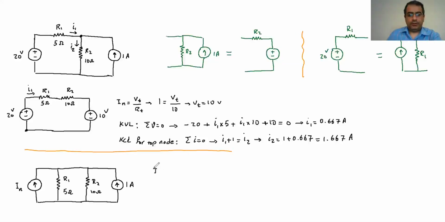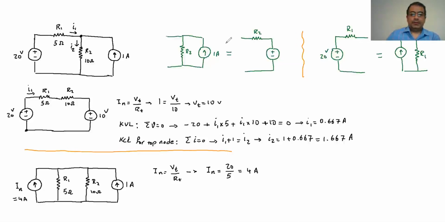Again, we know that IN is this equation: VT divided by RT. How much is VT? VT is 20 volt. And RT is R1 here, which is 5. So IN comes out as 4 amp in this case. So we have 4 amp here.